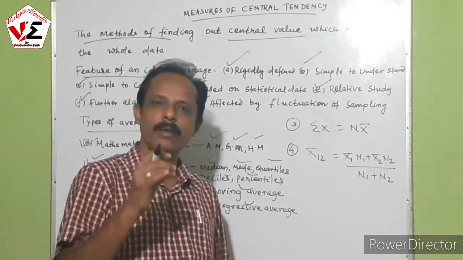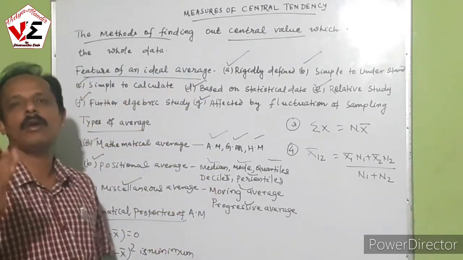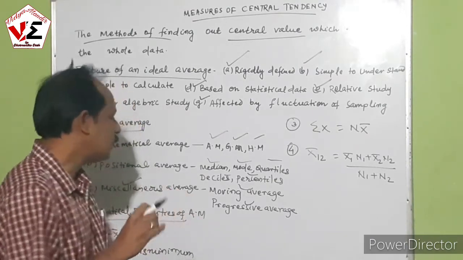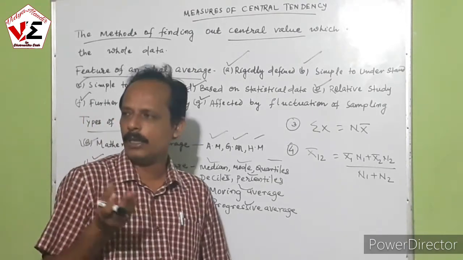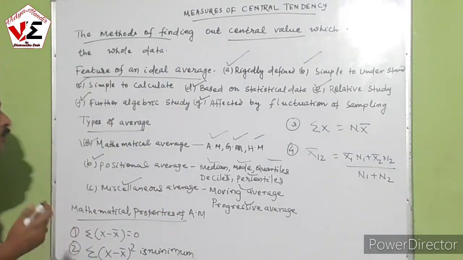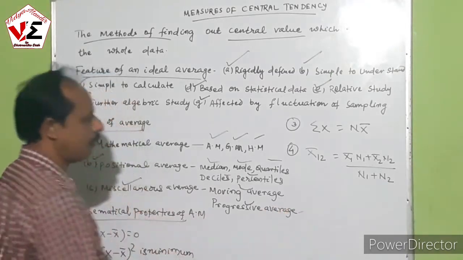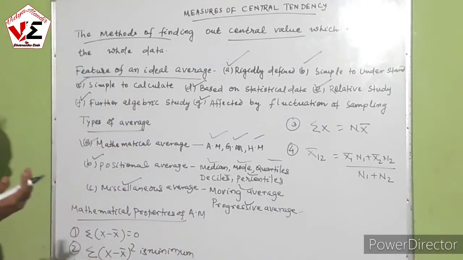Mode is a positional average. That's the most probable item of the given data. Quartiles divide the data into 4 equal parts. Deciles divide the data into 10 equal parts, and percentiles divide the data into 100 equal parts. Moving average is useful in the case of time series, and the progressive average is useful in the final time series.